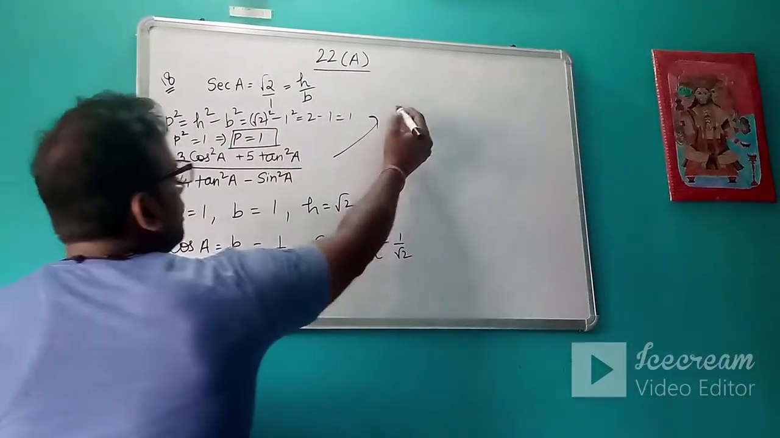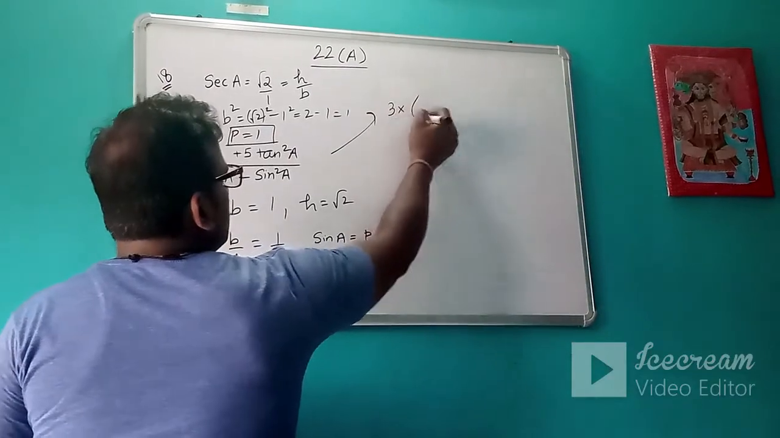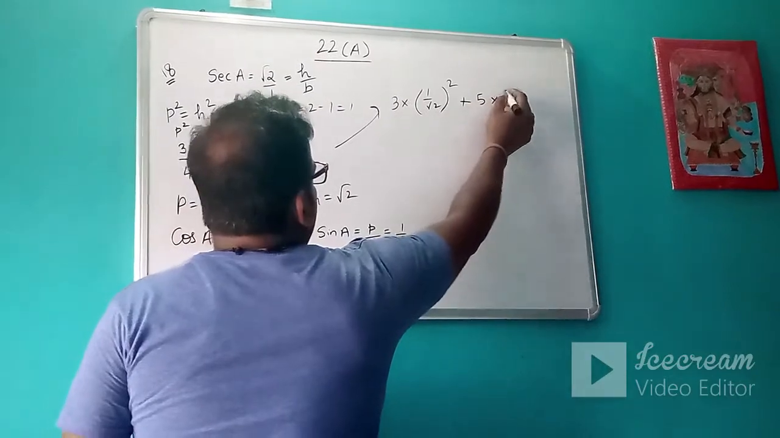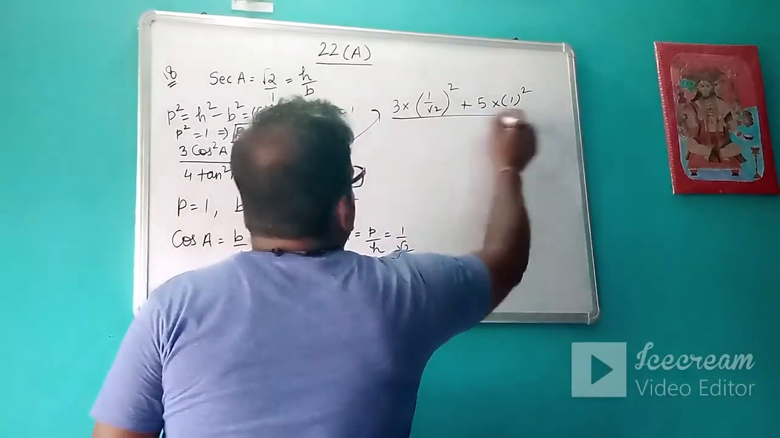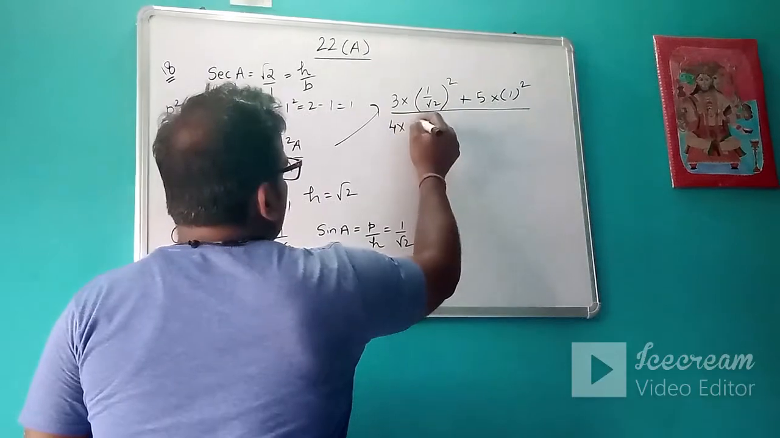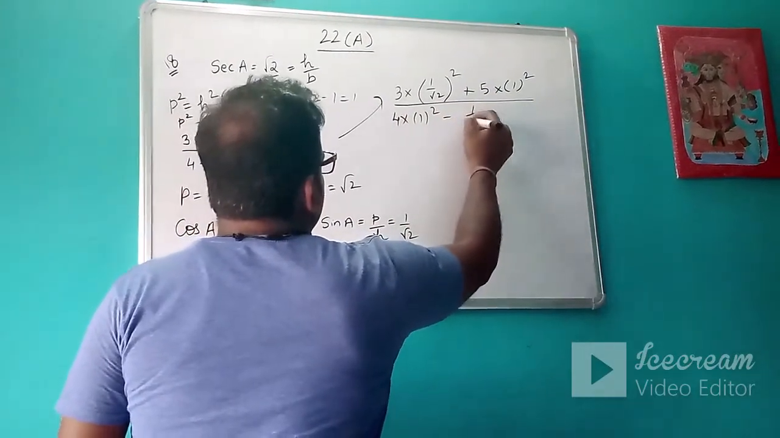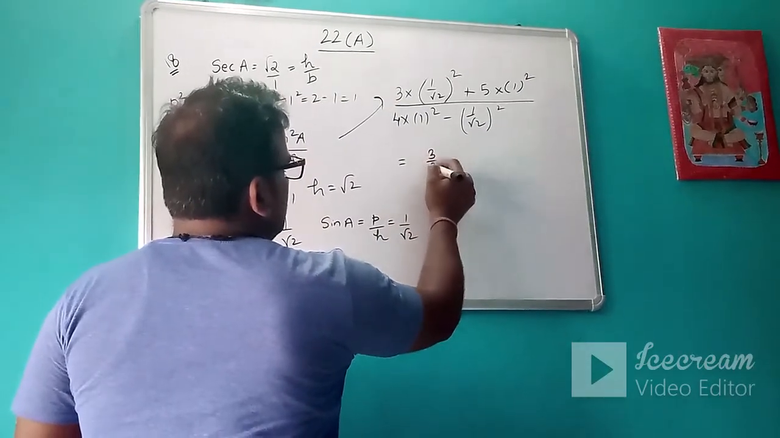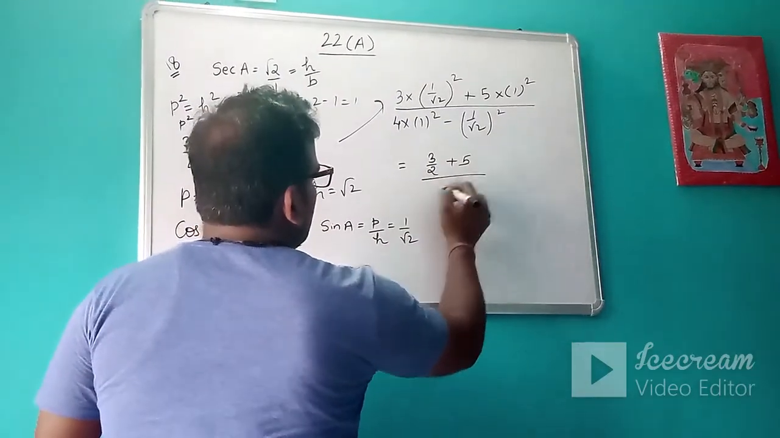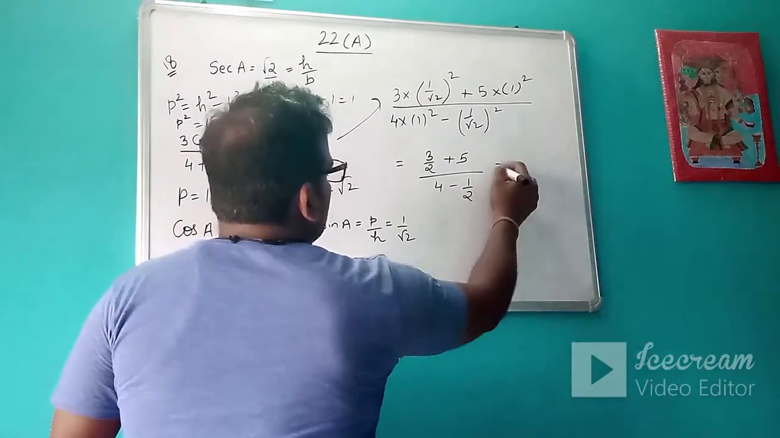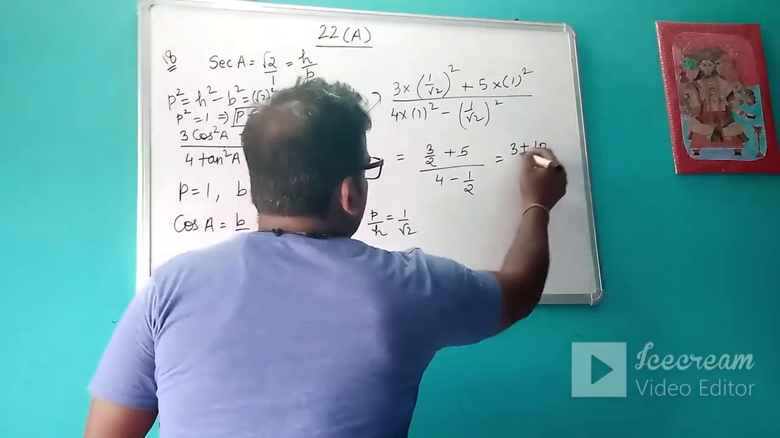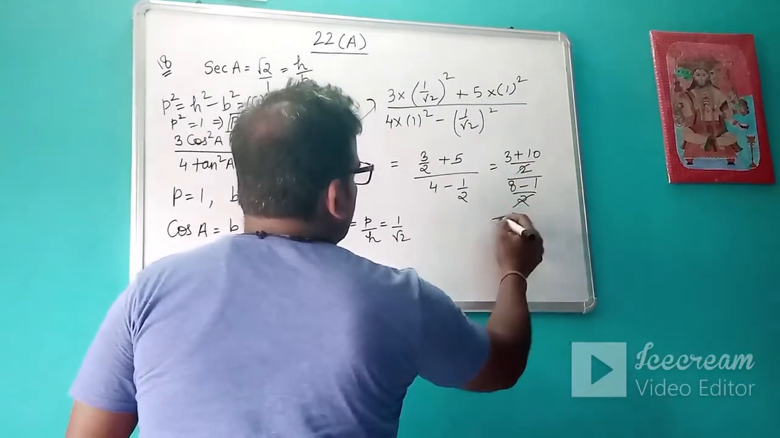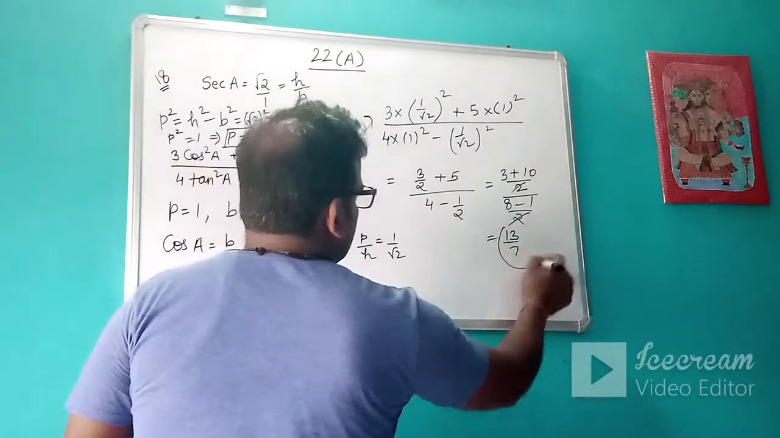So how to put? It is 3 into (1 upon root 2) square plus 5 into 1 square upon 4 into (1 square minus (1 upon root 2) whole square). So when you solve it, you will get 3 by 2 plus 5 upon 4 minus 1 by 2, or 3 plus 10 upon 2 and 8 minus 1 upon 2. This 2 and 2 will cancel, you will get 13 upon 7.